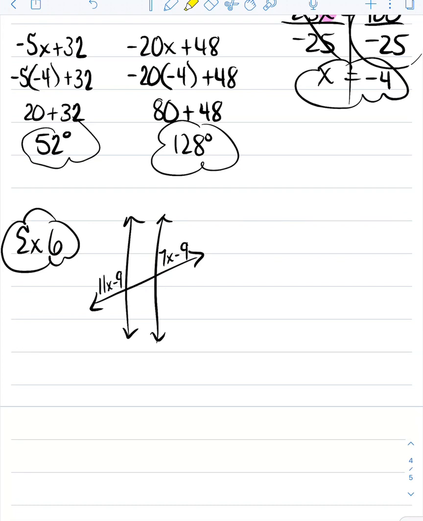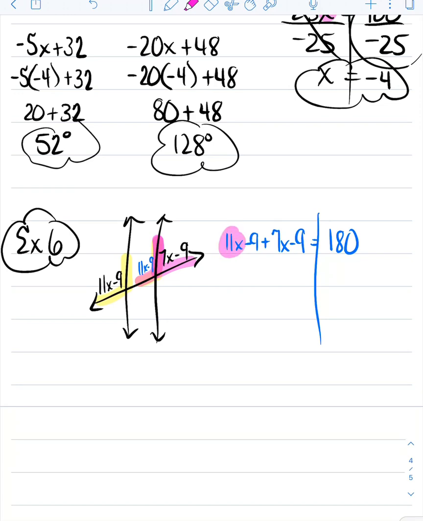So, for example, isn't this angle corresponding to this angle? So I can move that 11x minus 9, and now what do we notice? I notice that this angle and this angle are straight angles. So I'm going to add them together, 11x minus 9 plus 7x minus 9, and set them equal to 180 degrees. Now let's just do that like normal.